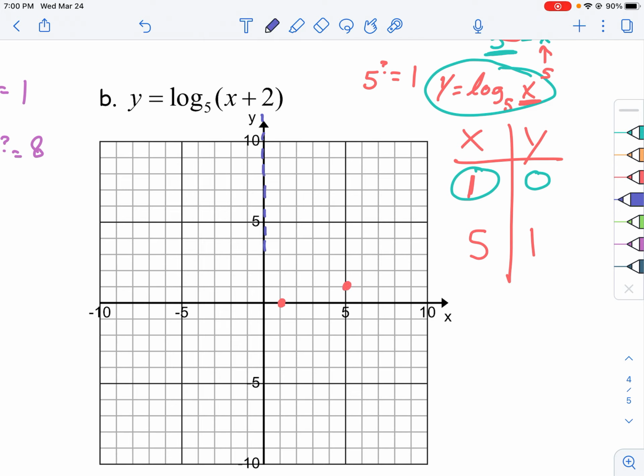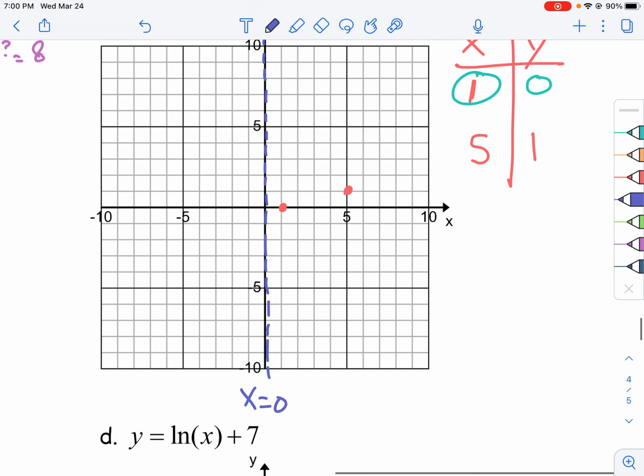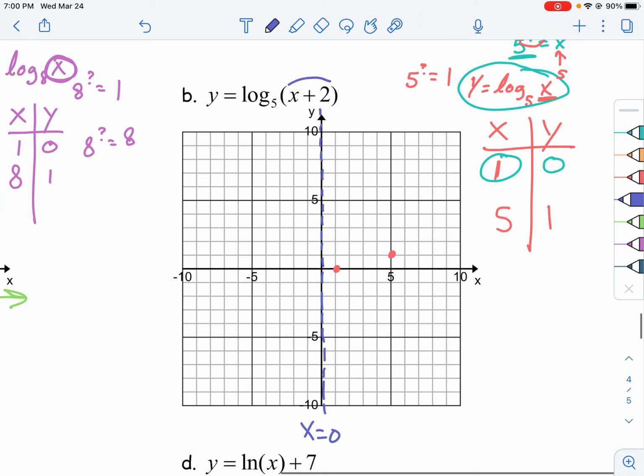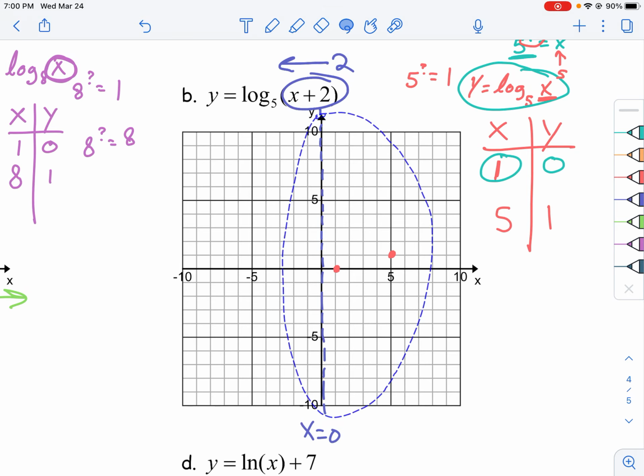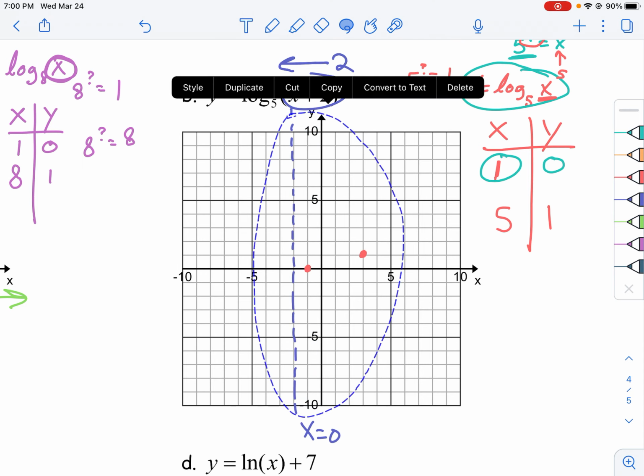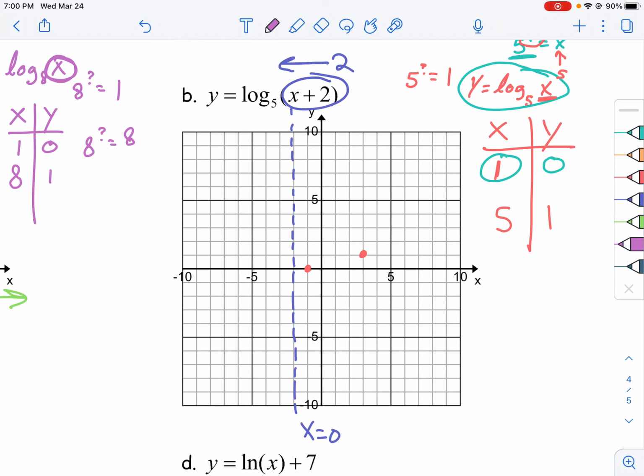Our asymptote is right here, still at x equals 0. But this time it's telling us to shift left 2, right? So that means we're going to pick up all these points and the asymptote, and we're going to shift them to the left 2. So 1, 2. And that's the only shift that happens. And then you just take this graph and you graph it through your 2 points.